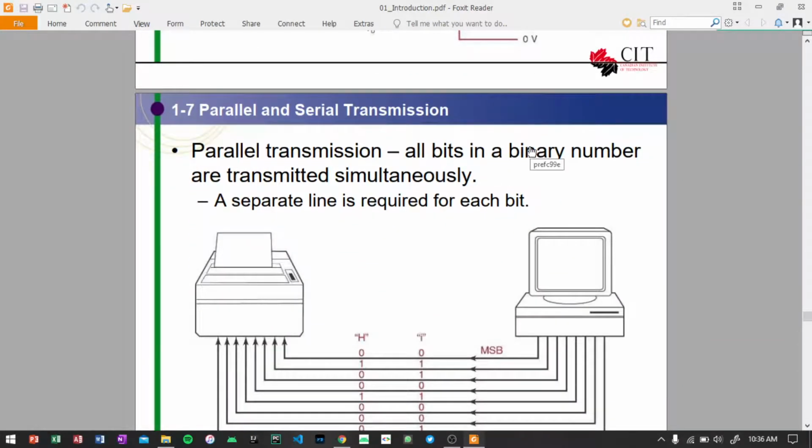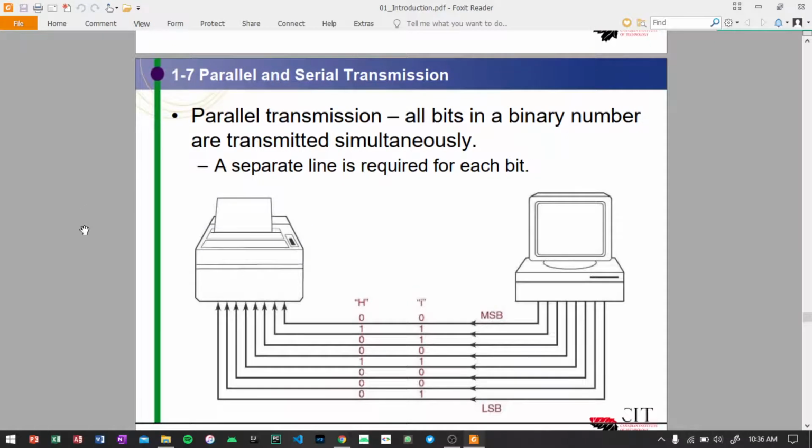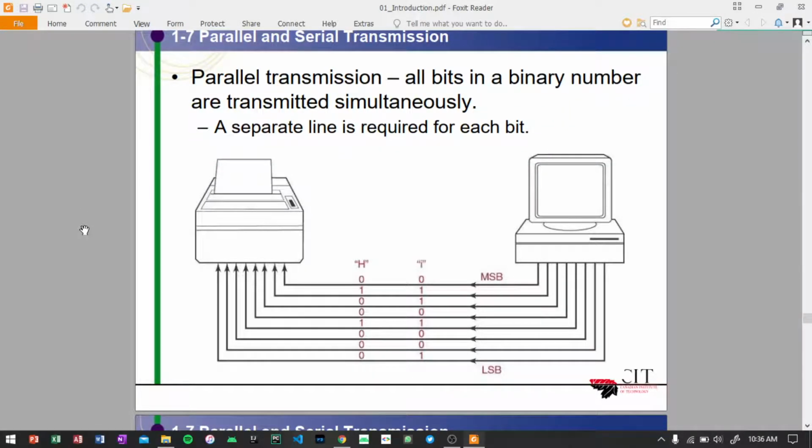We have the parallel transmission. All bits in a binary number are transmitted simultaneously. A separate line is required for each bit, of course. This is the old way, and I don't like this one too, don't worry.